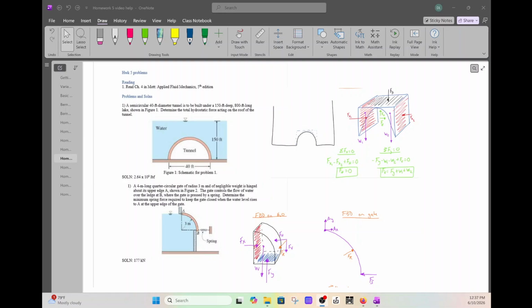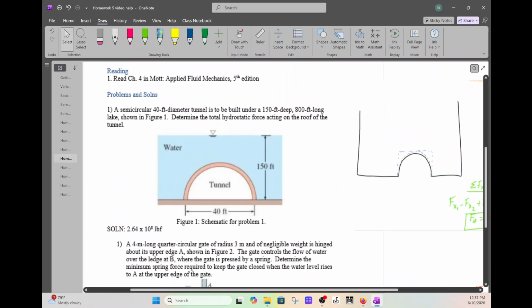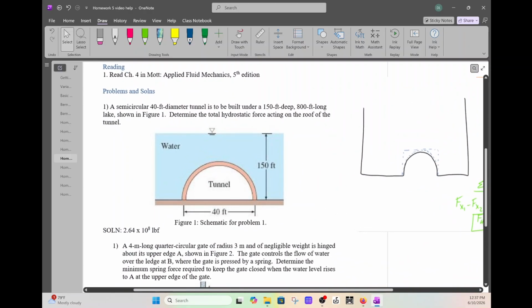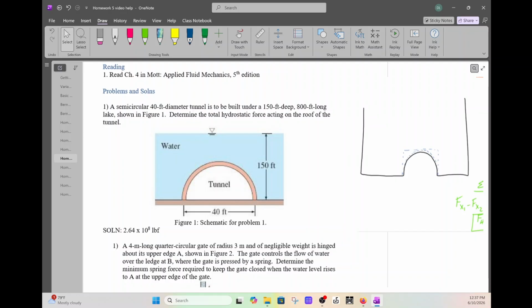All right, here is another video on homework 5. This is bonus, but I wanted to kind of show you to help you. So problem 1 is you have a semicircle 40-foot diameter tunnel is to be built under a 150-foot deep, 850-foot long lake. Determine the total hydrostatic force acting on the roof of the tunnel.